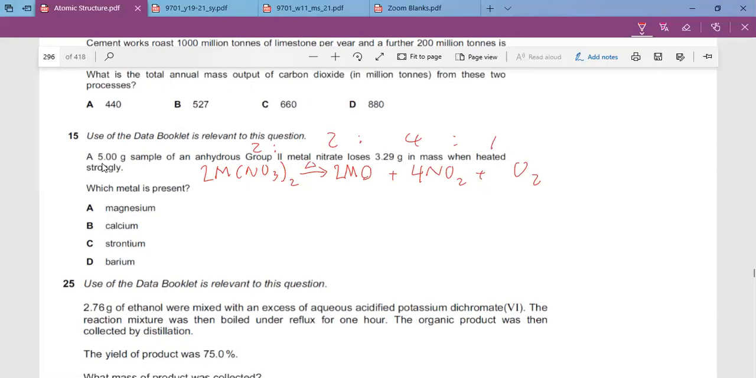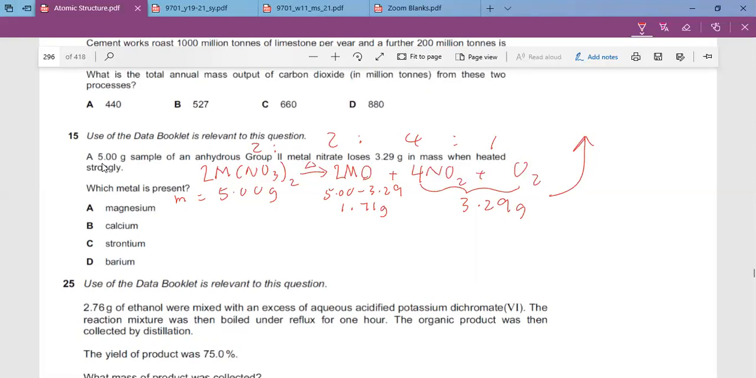Is that clear? So now here the mass is 5.00 grams. It loses 3.29 grams, because gas comes out. So what's remaining here is 5.00 minus 3.29, which is equal to 1.71 grams. So same thing here, the number of moles is the key to solving the whole problem.